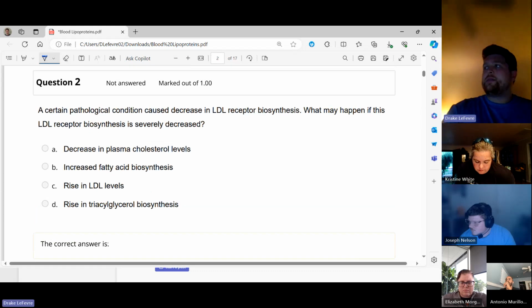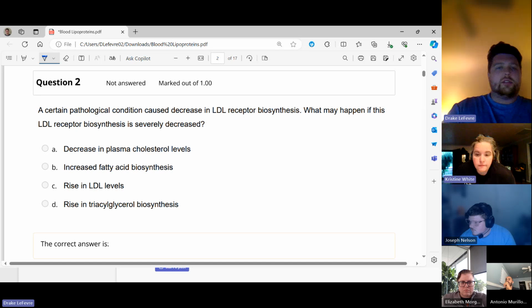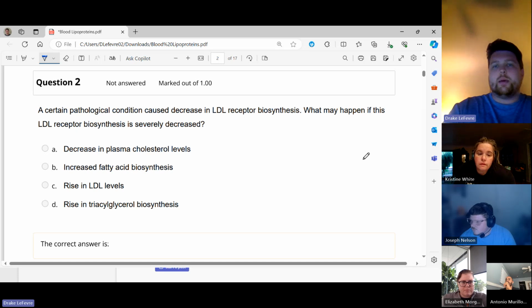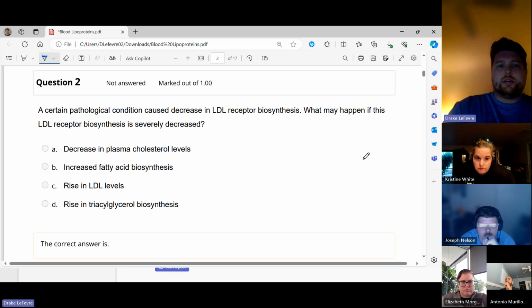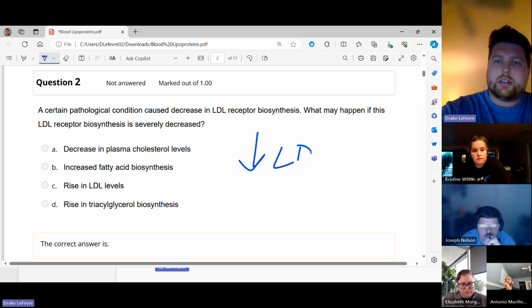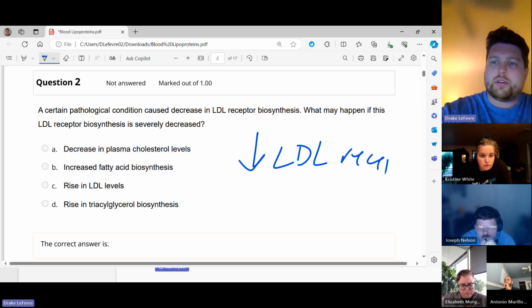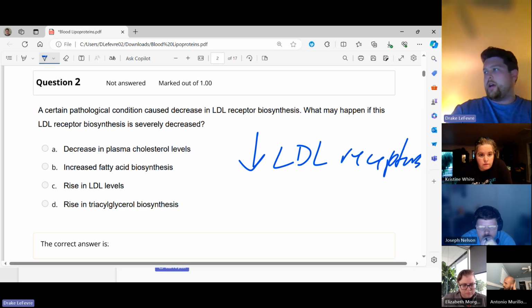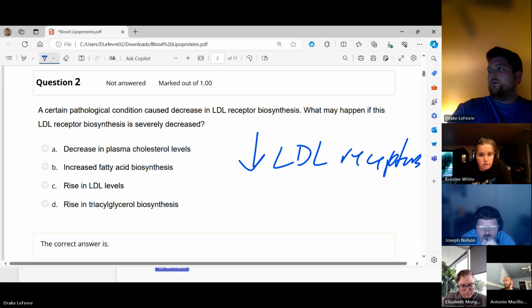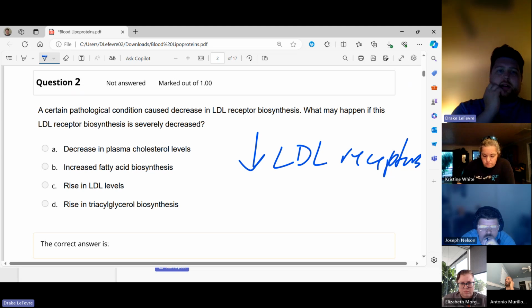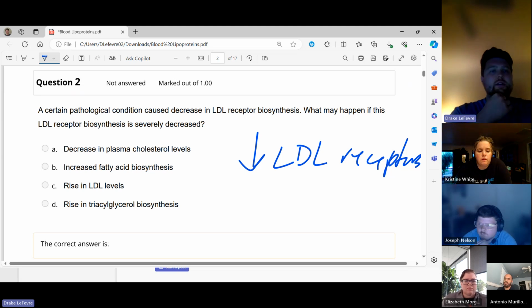Question 2. A certain pathological condition caused decrease in LDL receptor biosynthesis. What may happen if this LDL receptor biosynthesis is severely decreased? So we have a decrease in LDL receptors, right? What would we see happen in the body? Decrease in plasma cholesterol, increased fatty acid biosynthesis, rise in LDL levels, or rise in triacylglycerol biosynthesis?